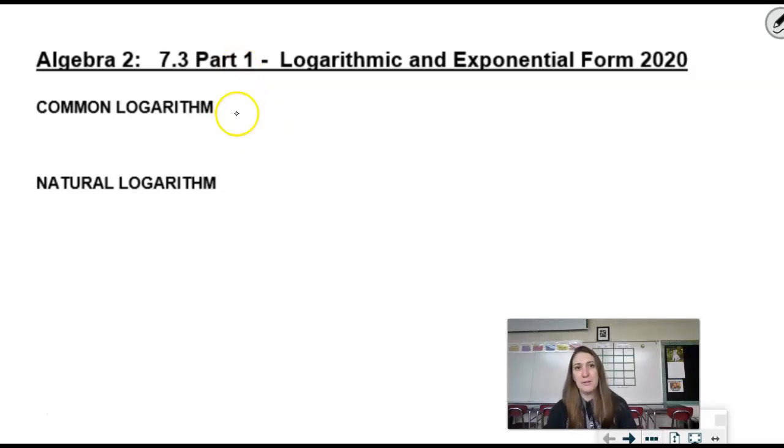So a common logarithm is a logarithm that has a base, which is indicated by a little subscript number here, a base 10. So inside of that logarithm, it could have a whole bunch of things, but typically, for our examples, we'll just put an x.